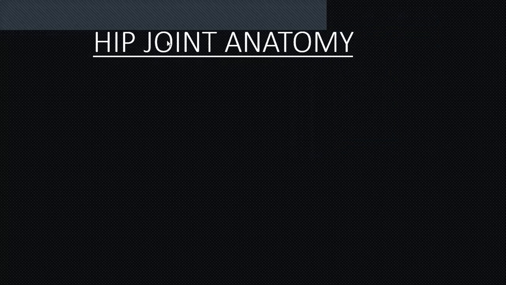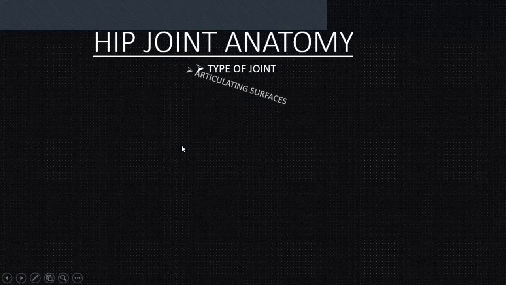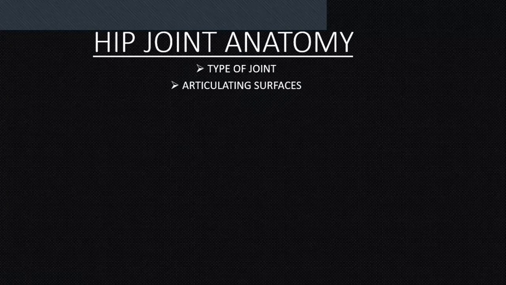So welcome. In today's session, you're going to look at the hip joint. By the end of this session, you should know which type of joint the hip joint is, what the articulating surfaces of the hip joint are, and the capsule and the ligaments around the hip joint.